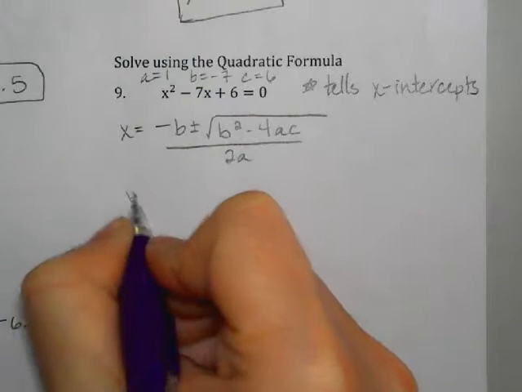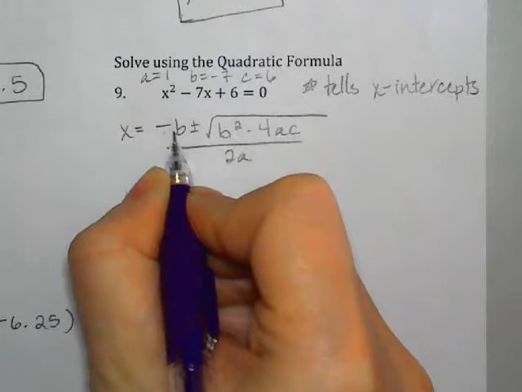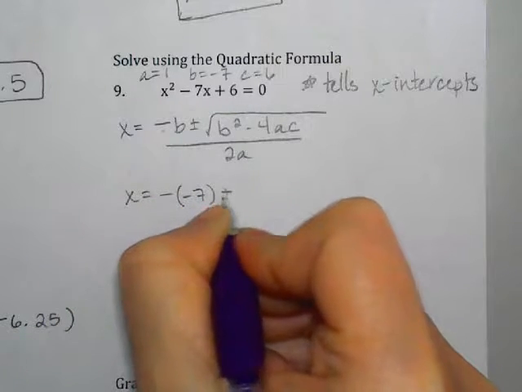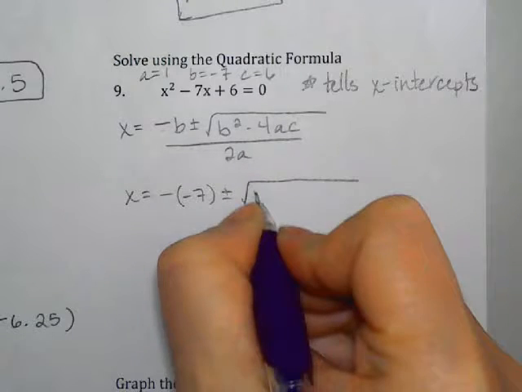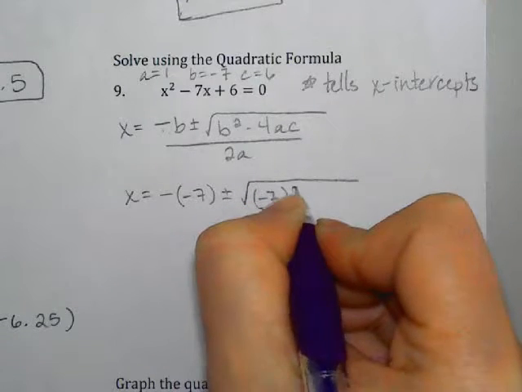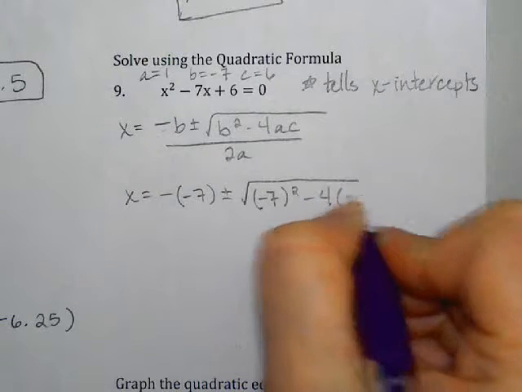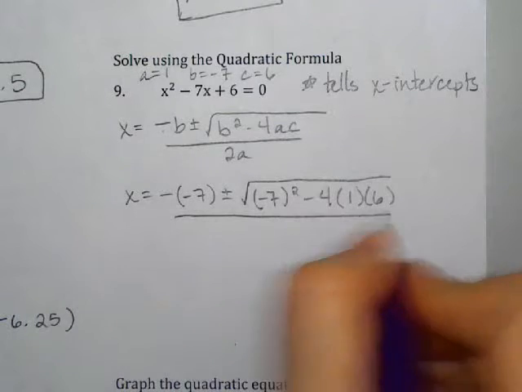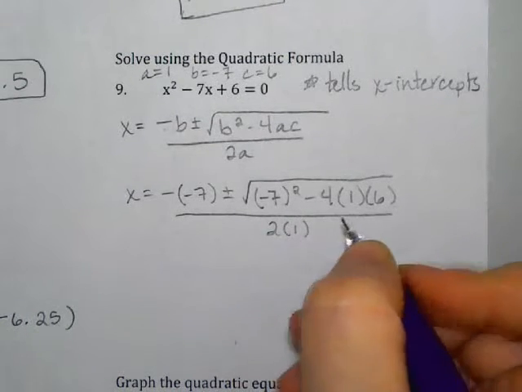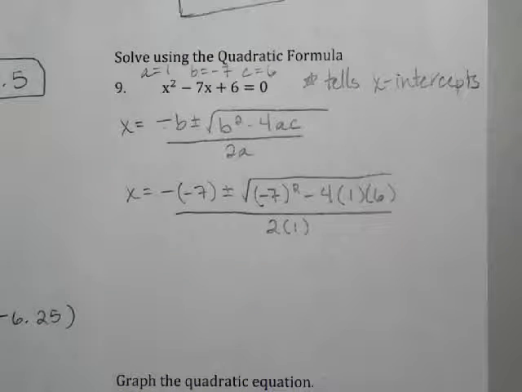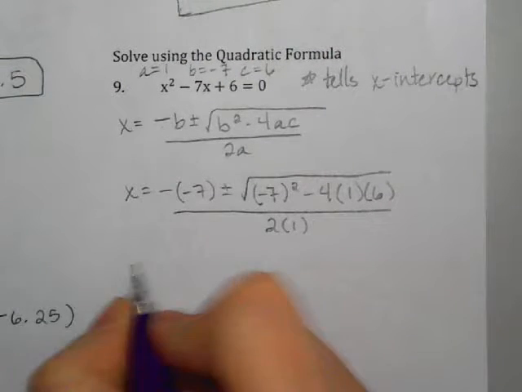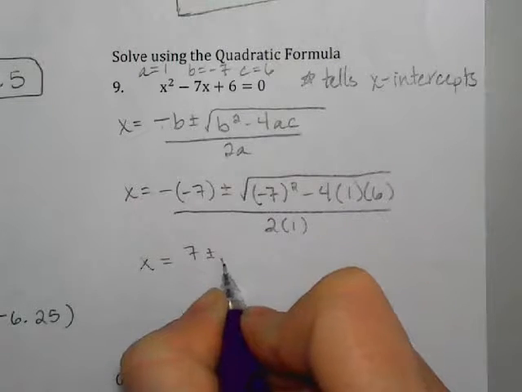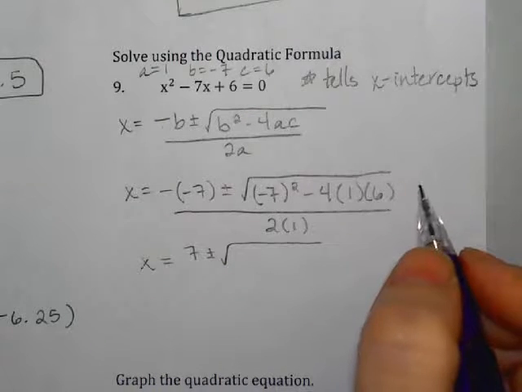So, I plug everything in. Negative is part of the formula, so I'm going to have a negative 7, plus or minus the square root of negative 7 squared minus 4 times 1 times 6, all divided by 2 times 1. Alright, now I just need to simplify. That double negative 7 becomes positive 7, plus or minus. What's negative 7 squared?